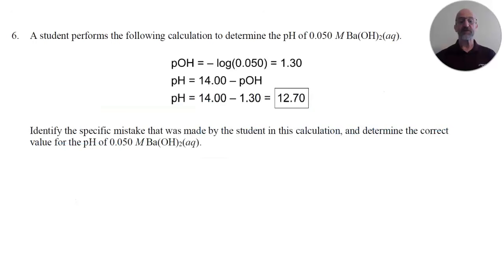This also involves a strong base, but this is a group 2 hydroxide. So we have a slightly different calculation. So question 6 says the following. A student performs the following calculation to determine the pH of 0.050 molar barium hydroxide. So we can see the student's calculations, and they got a pH of 12.70. And it says, identify the specific mistake that was made by the student in this calculation and determine the correct value for the pH of 0.050 molar barium hydroxide.